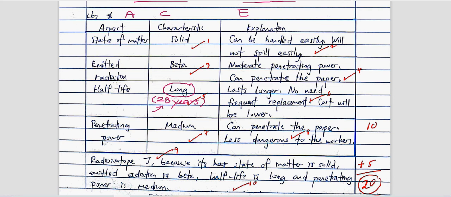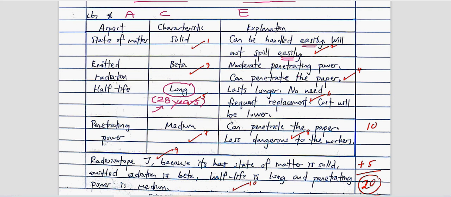So for the explanation, hafal this one, hafalkan. My student here already wrote a perfect answer. Cikgu is very happy with this answer. Full mark, lengkap. So hopefully everybody can remember this. Ingat, solid can be handled easily, will not spill easily. So it is good to have this word at the back. Maksudnya boleh dikendalikan dengan mudah.